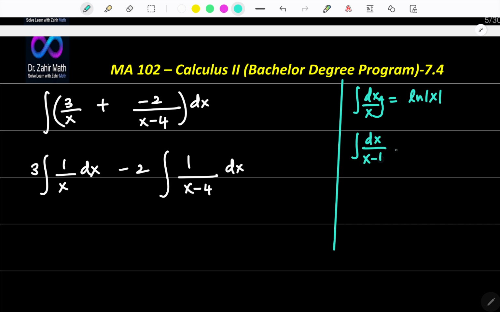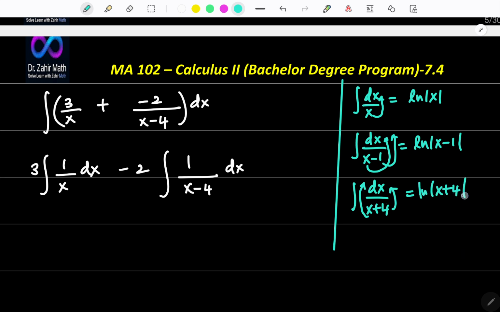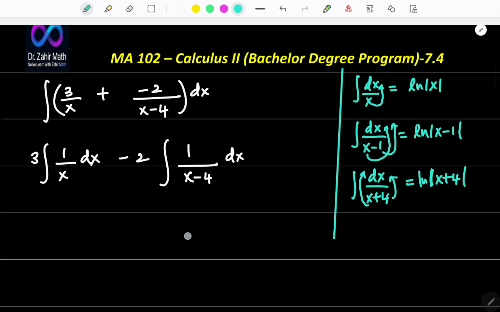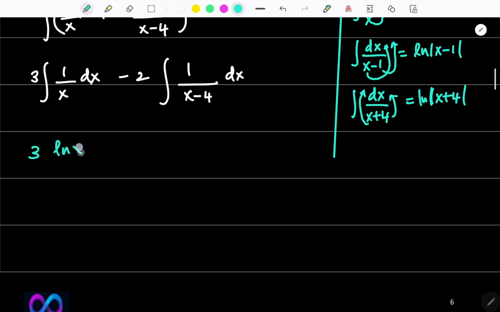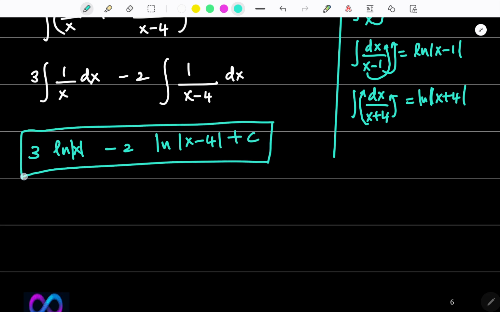Integral dx divided by (x minus 1) is what? Derivative of x is 1, derivative of 1 is 0. So it's again ln of (x minus 1). Suppose integral dx divided by (x plus 4). Derivative of x is 1, derivative of 4 is 0. So ln absolute value of (x plus 4). Whenever you are using ln, just put absolute value. So this is equal to 3 times ln absolute value of x, minus 2 times ln absolute value of (x minus 4), plus integrating constant c. So this is your final answer.